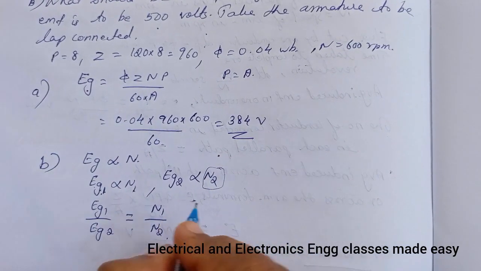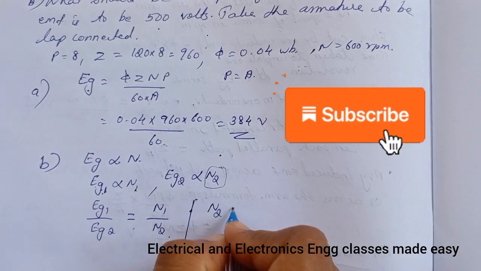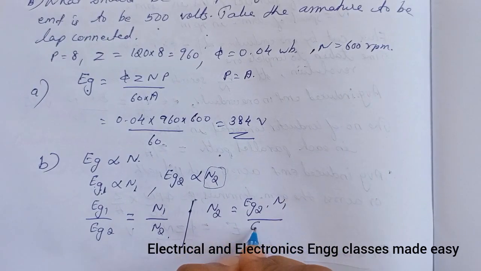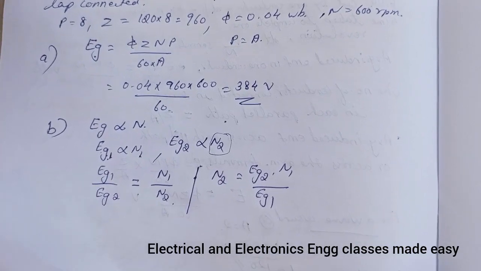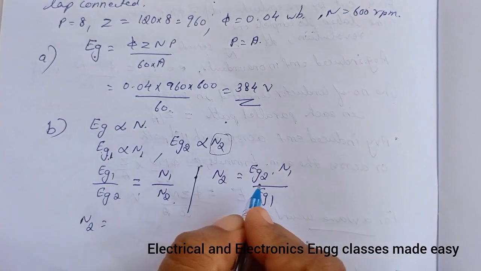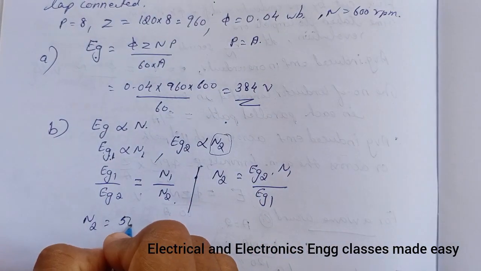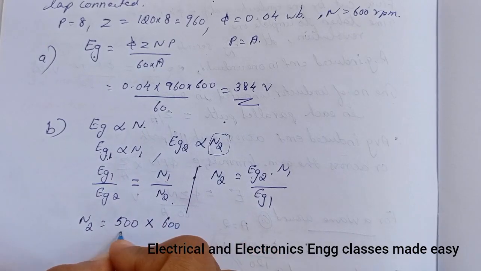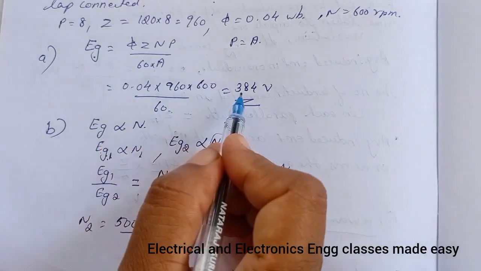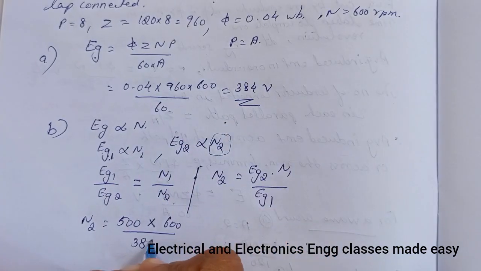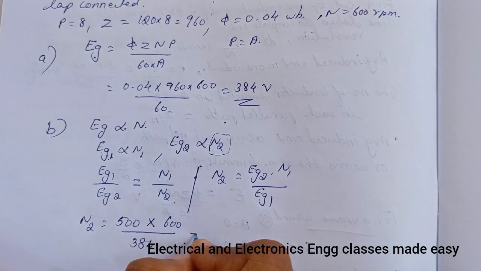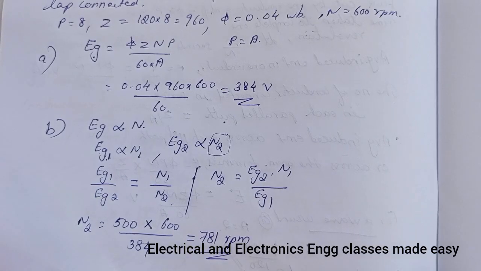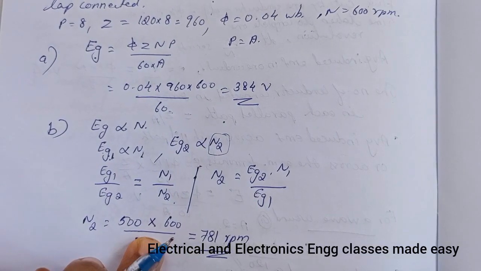So we get N2 is equal to EG2 into N1 divided by EG1. That is N2 is equal to EG2, given as 500 volts, into N1, 600 rpm, divided by EG1, which we got as 384 volts, and after calculating we get 781 rpm. So in this way we do these types of problems.